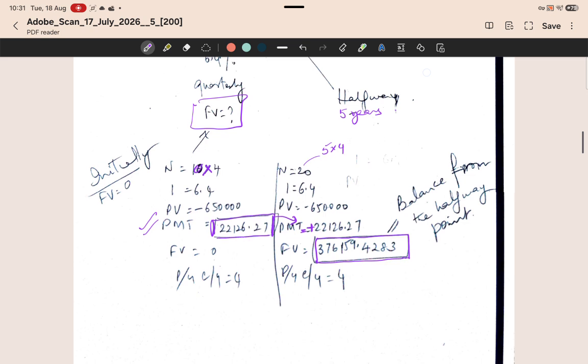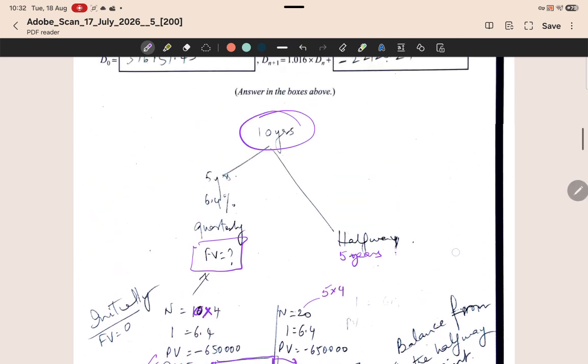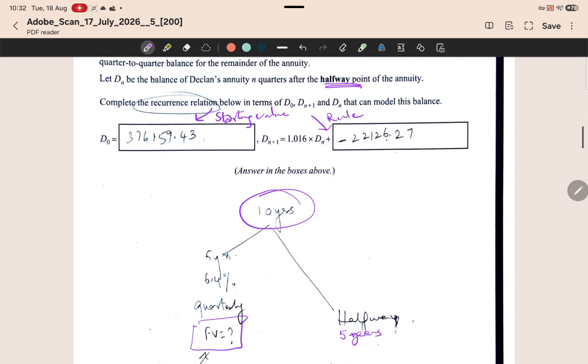Whatever you see on your calculators should always be written in your calculation if you're asked, and that then should be rounded off to the value they want. So this rounds off to 0.43, and we write that as D0 over here.